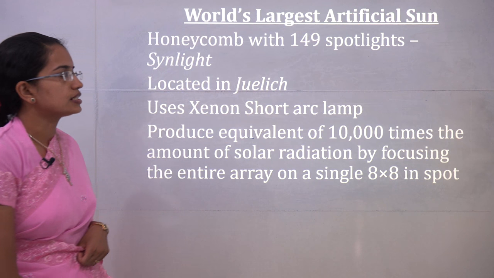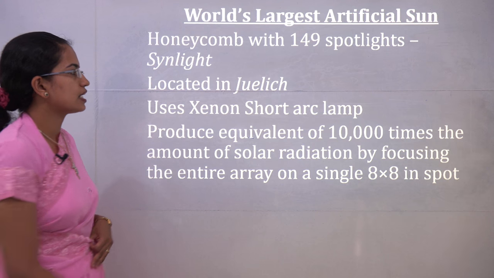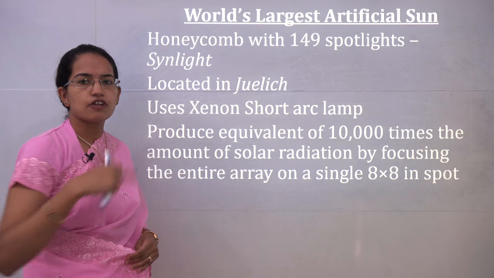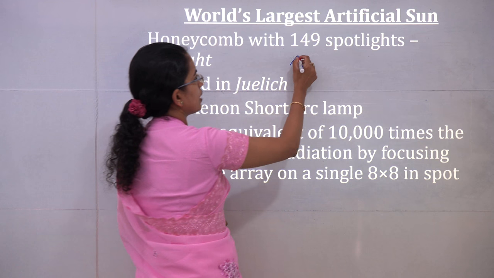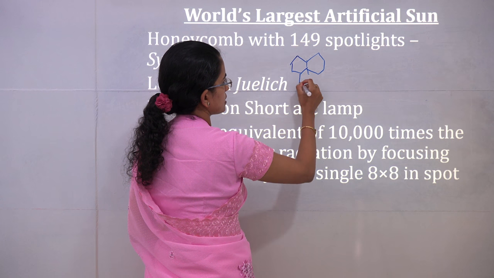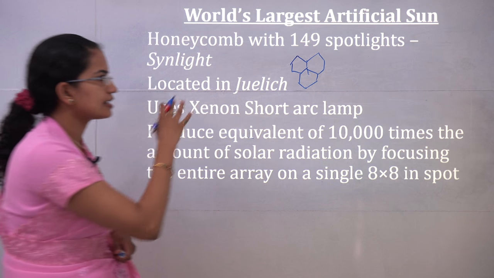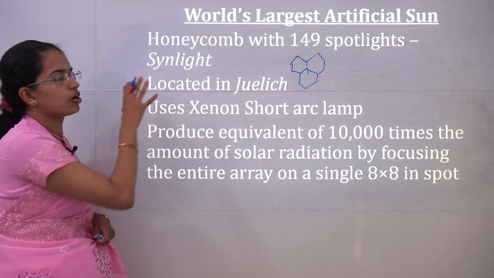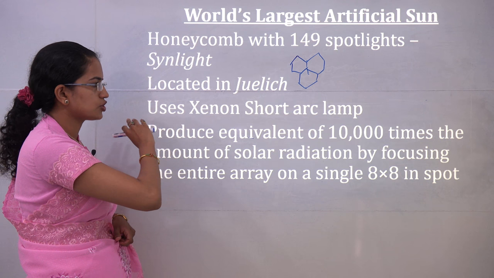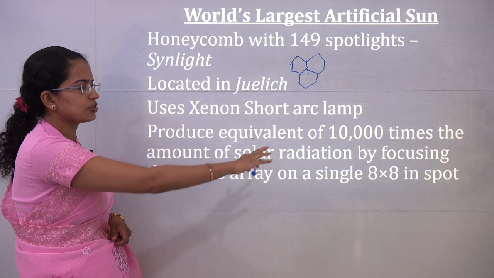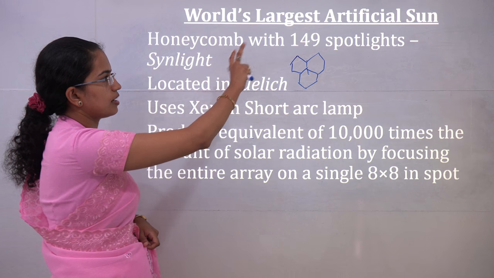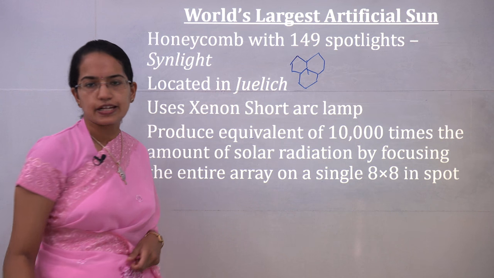The next is world's largest artificial sun. This has been created at Jülich. It's known as Synlight, and it is a kind of honeycomb structure with 149 spotlights. So you have a kind of honeycomb web structure that could be seen here, and that creates the world's largest artificial sun. It uses xenon short arc lamps, and it produces an equivalent of 10,000 times the amount of solar radiation by focusing the complete array on a single 8x8 spot.